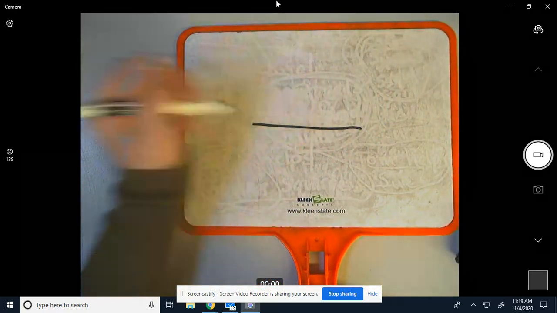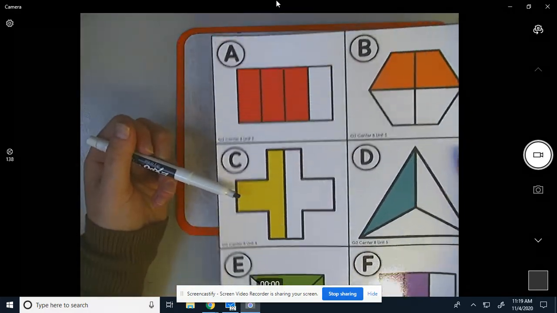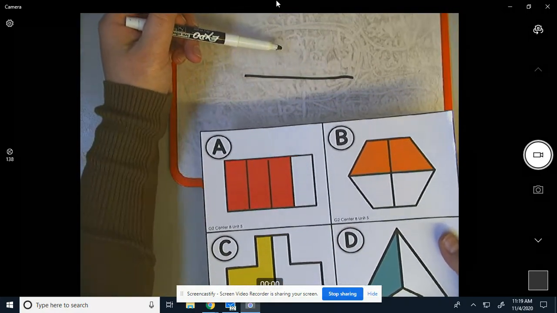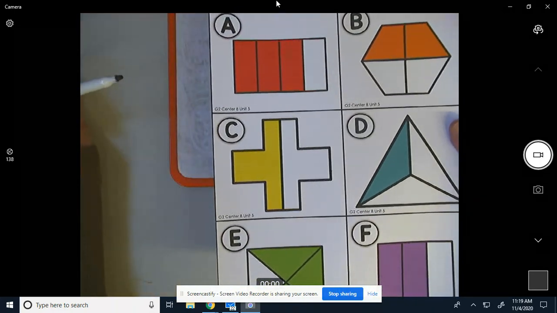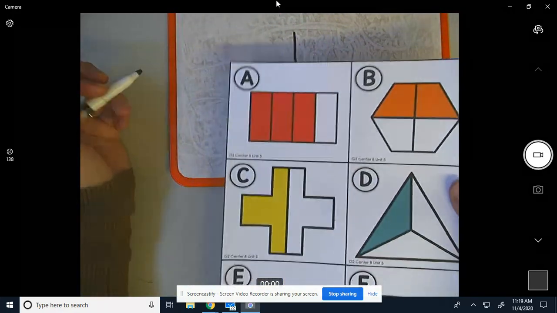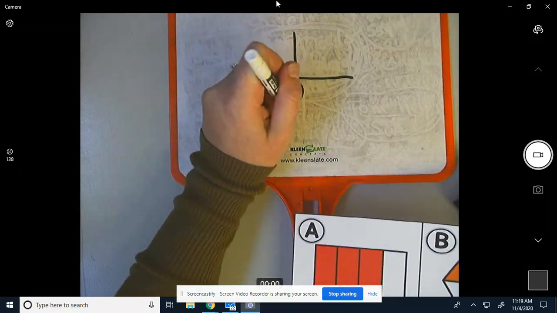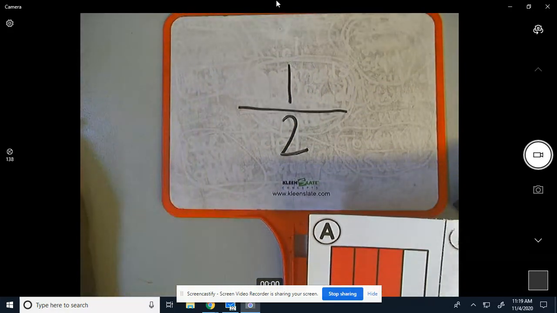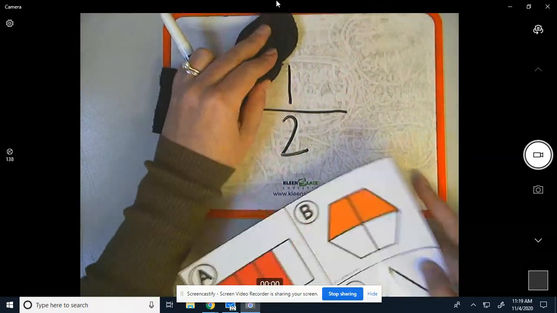We always have a line. Okay, let's look at this one, C. The number on the top is how many are colored in or shaded. How many are colored in C? 1. 1 is colored in. And how many are all together? How many pieces are there? 1, 2. 2 pieces. So this is called 1/2. 1/2. This is cut into halves. Halves because they're cut down the middle.